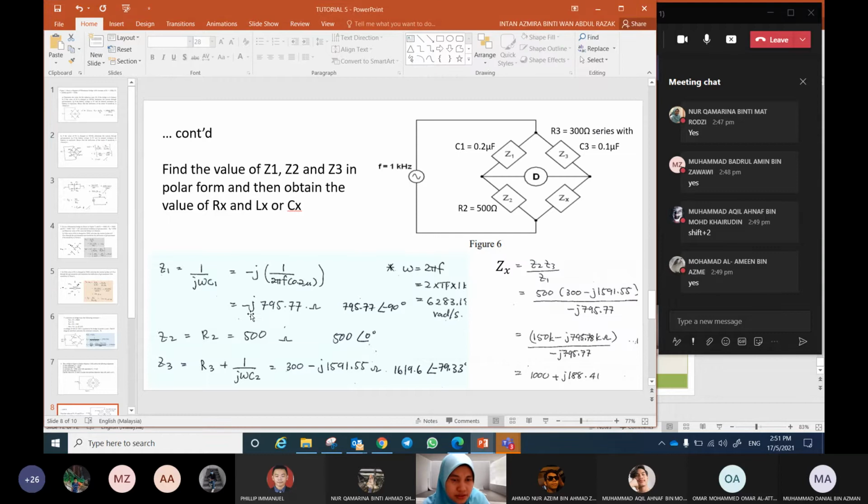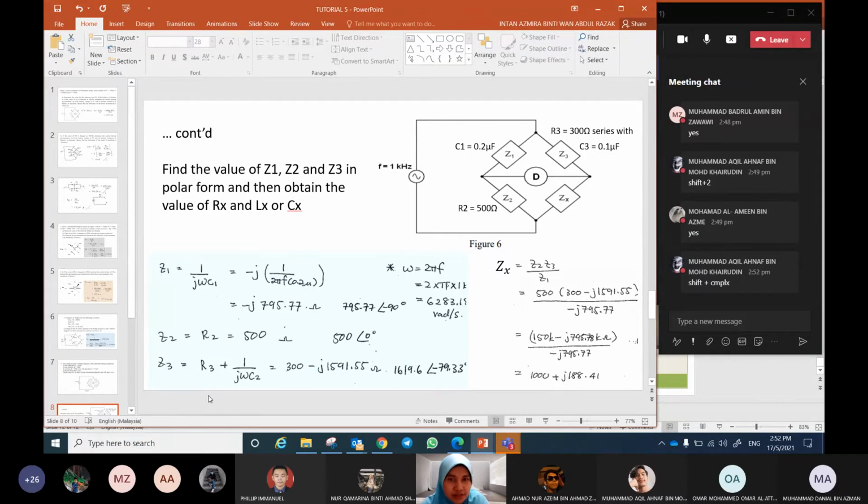Hopefully you get the answer. Okay, and then Z2 is equal to 500, shift plus complex. Where is complex? Never mind, you should try, okay?